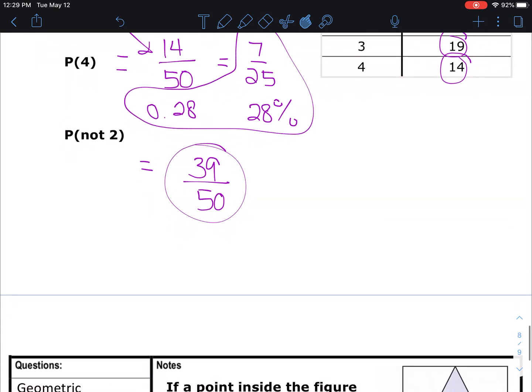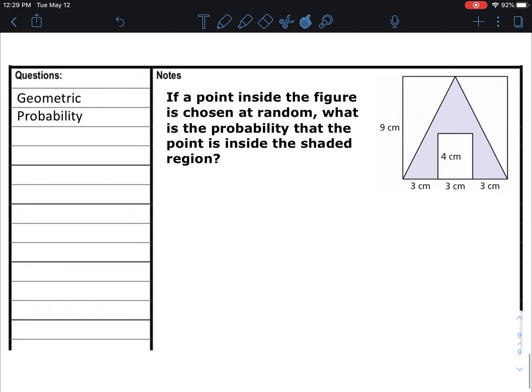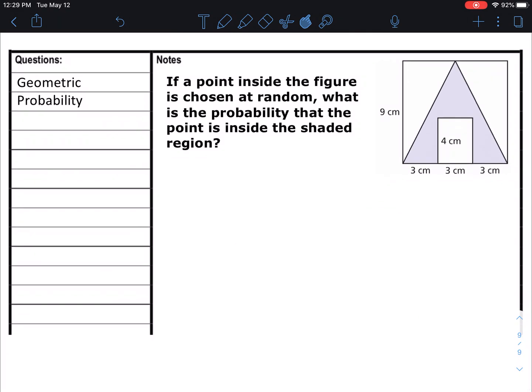Okay, so that's that. So then the only other kind of problem that you're going to see that might be a little bit weird is something called geometric probability. And so the probability stuff still remains the same. It really is, you're still finding the total on the bottom. And in this case, the total is going to be this whole area right here. So that's a square. It's 9 by here, that's also 9. So 9 by 9 is 81. So 81 square centimeters there.